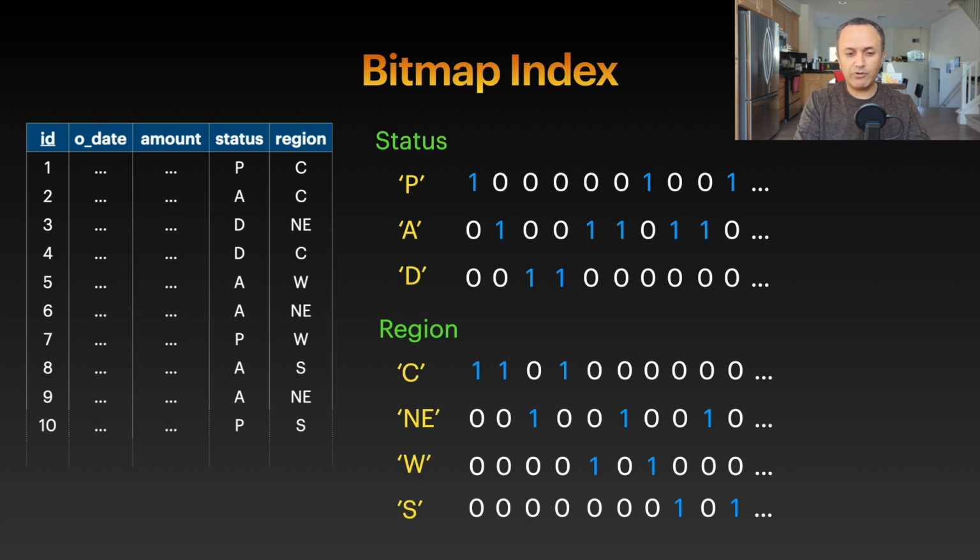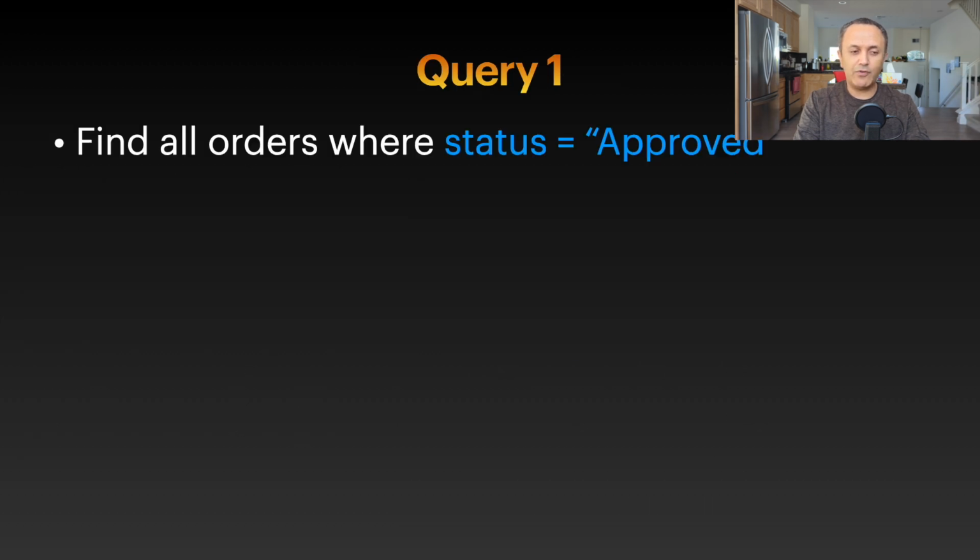So let's go back to our queries and see how we use these indexes. If I have a query that says find all orders where status equals approved, I just need to get the bitmap for that approved value, get all the ones, and these will tell me which rows contain that value, and I can go and fetch these rows from storage. So as simple as that.